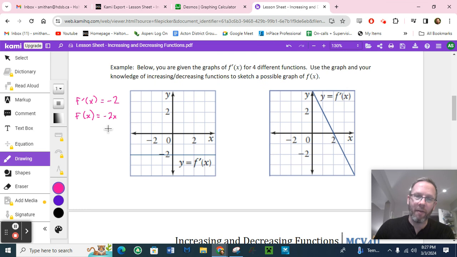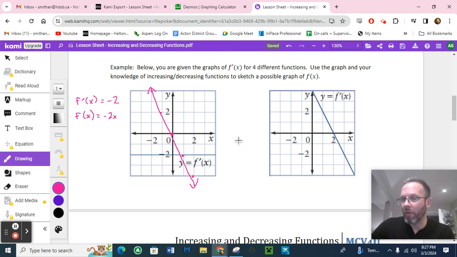So you can think of it, if it helps you, you can think of the original function being -2x. I'm going to graph that here. Something like so. And I'm just going to freestyle my straight line. Good enough for the time of day it is.